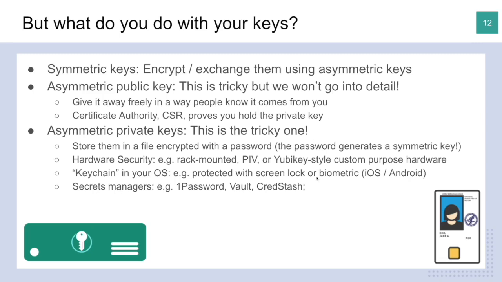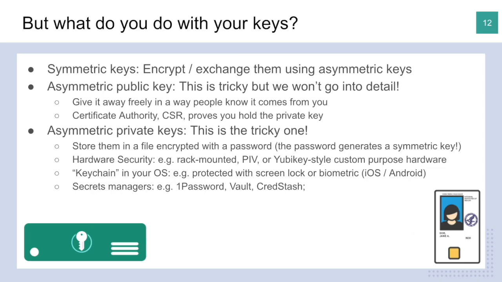Now, the asymmetric private keys, again, are kind of tricky. You can store them in a file. You could store them encrypted with a password. Now, in turn, that password usually generates a symmetric key. You could put them in a hardware security device like a rack-mounted HSM, a PIV card, which is a kind of smart card used for cryptography, a YubiKey style or custom purpose hardware.